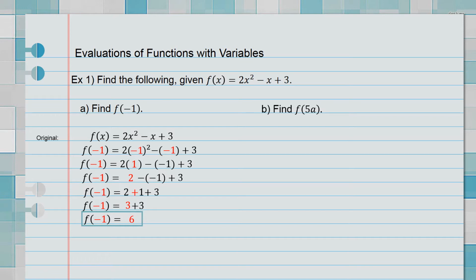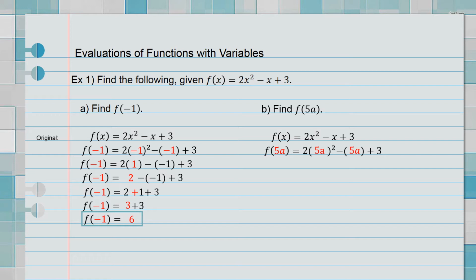Now part B wants us to use the same function, but this time it wants us to find f of 5a. Well, the good news is the steps are the same. So we start with the original function, and every time we see x, we put parentheses in its place. And now we plug in the specified value, which is a 5a. From here, we follow GEMS.